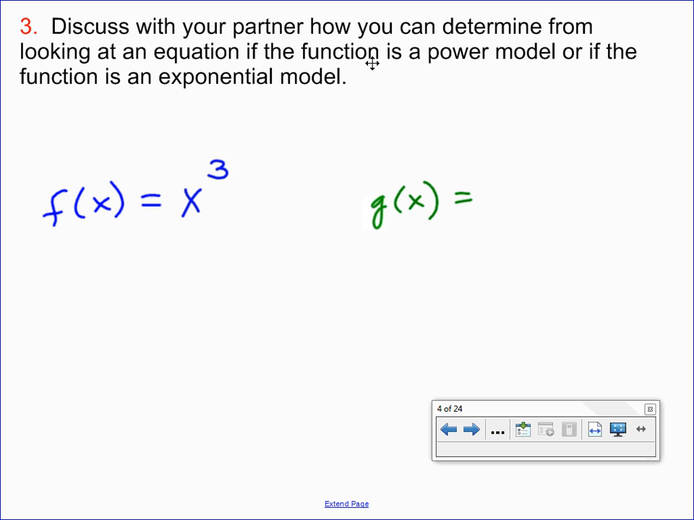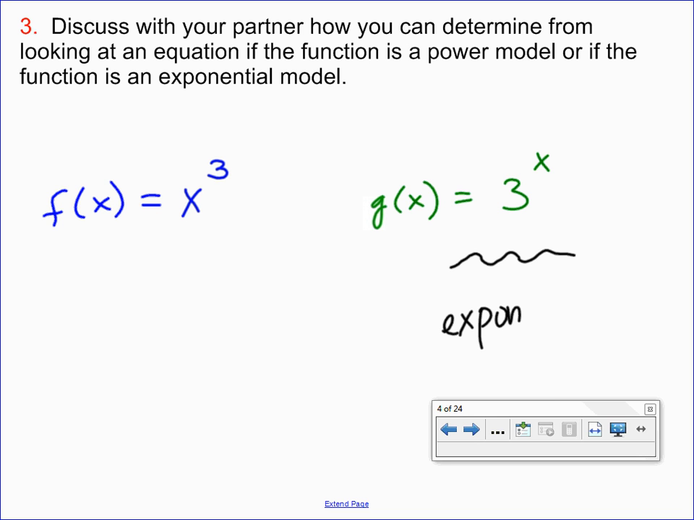G of x given by 3 to the x uses the exact same components. It's still a base and an exponent. But now my base is a positive constant, and my exponent is my variable. My variable x is up in the exponent. And so this is an exponential model, where I have a constant base raised to a variable exponent.